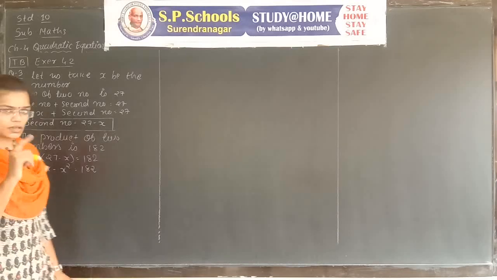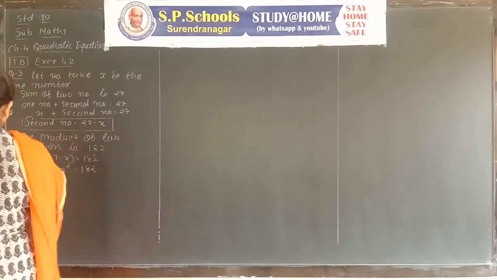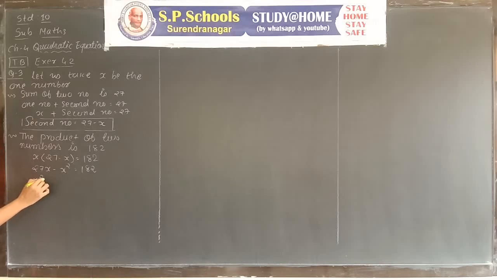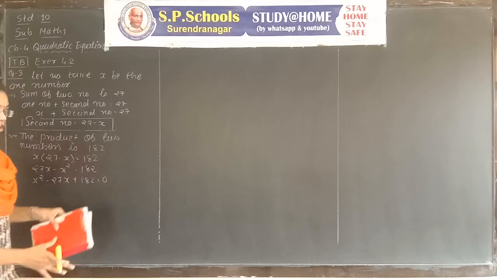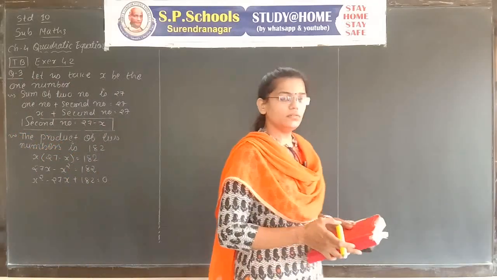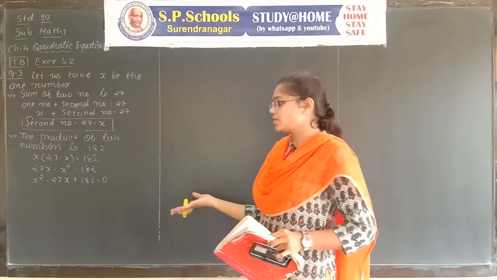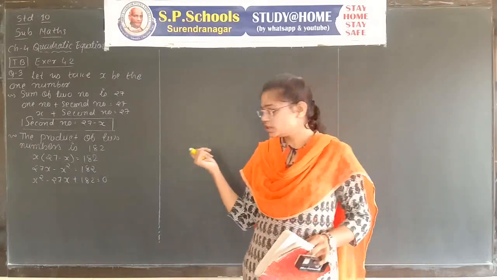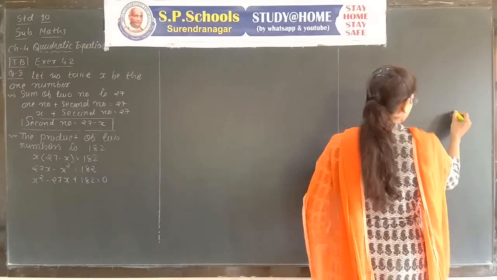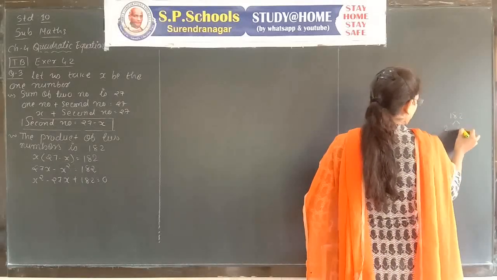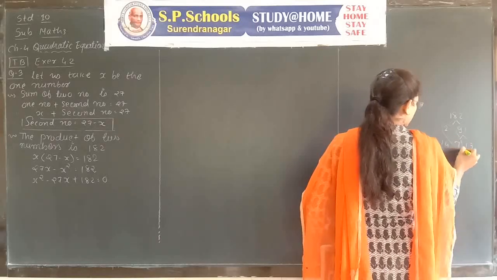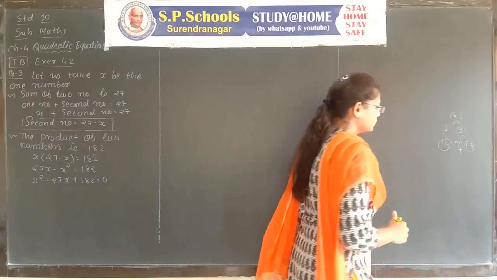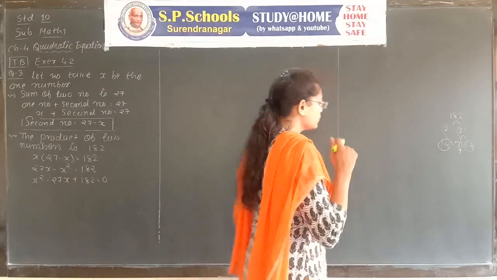To obtain the equation, we shift the two left hand side terms from left to right and we get x square minus 27x plus 182 equals 0. We would like to find these two numbers, so we solve this equation using the factorization method. Factors of 182 whose sum is 27: 182 divided by 2 is 91, 13 sevens are 91, 2 sevens are 14. 14 plus 13 gives 27 and 14 into 13 gives 182.